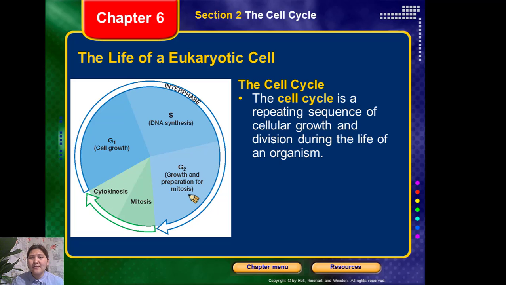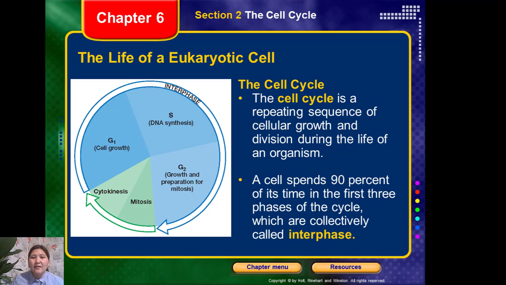So the cell cycle is the repeating sequence of cellular growth and division during the life of an organism, not only human, of course. And a cell spends 90% of its time in the first 3 phases of the cycle, and this is called interphase. You see this one, guys? The blue arrow. So totally G1, S, and G2, these phases are preparing for the cell division.